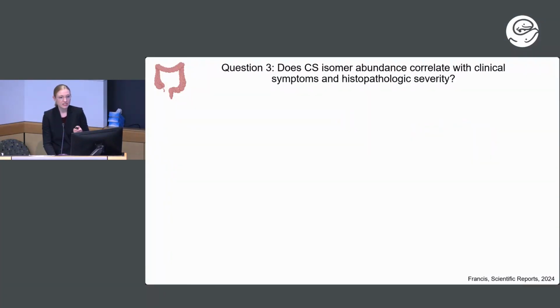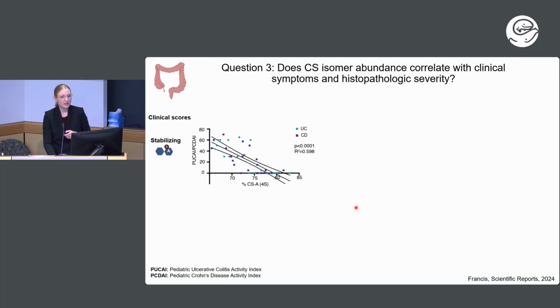Which leads me to my next analysis, where I correlated the CS isomer abundance with clinical disease activity scores first. I found that stabilizing isomers correlate inversely with clinical disease activity. So these are scores ranging from 0 to 80 that we use to assess pediatric ulcerative colitis activity and pediatric Crohn's disease activity. Works well for colonic disease because remember, colonic disease, more distal, produces a lot more symptoms.